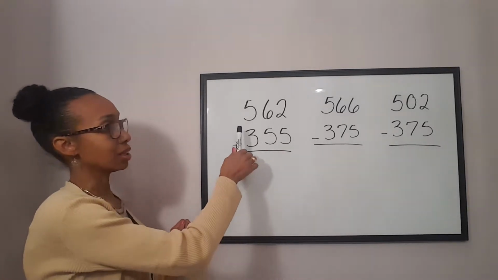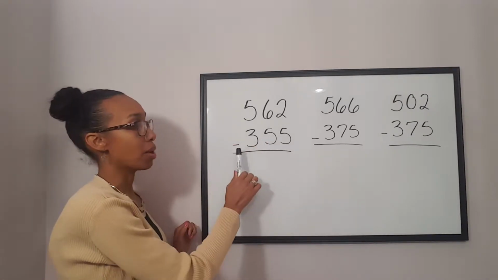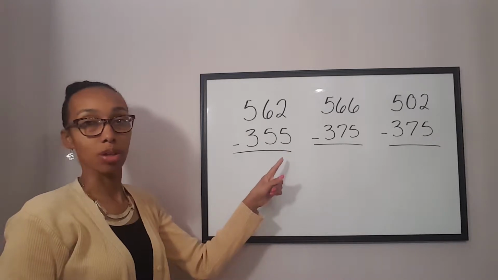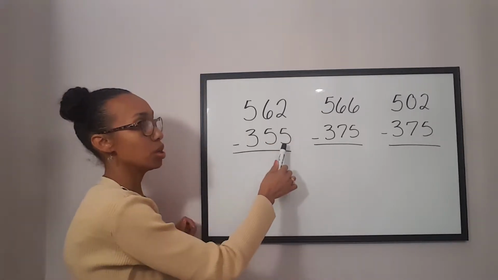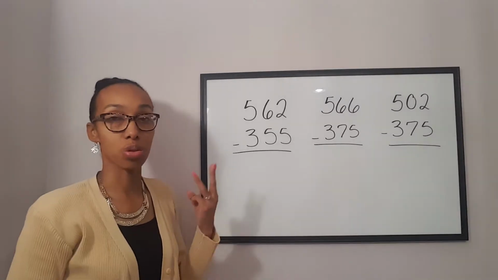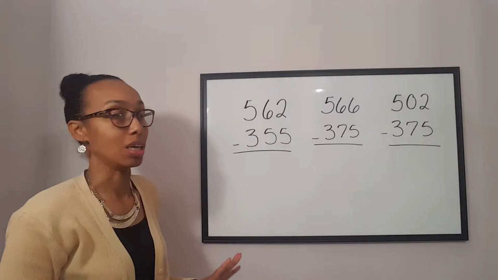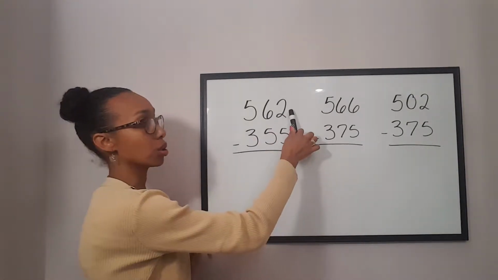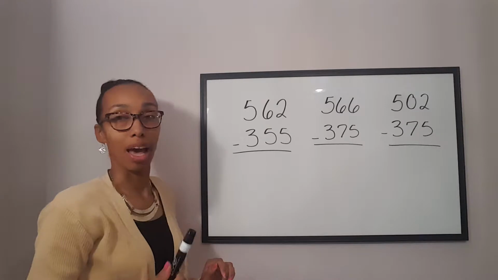So for a problem like this, 562 minus 355, we know we're going to start over here in the ones column first, and we have 2 minus 5. Now it's easy to want to think, oh, well, 5 take away 2 is 3. But that's not what's happening here. We have 2 on the top, and because it's smaller than the one on the bottom, we have to borrow.